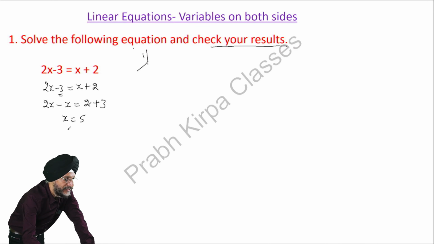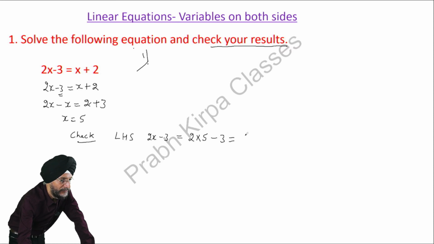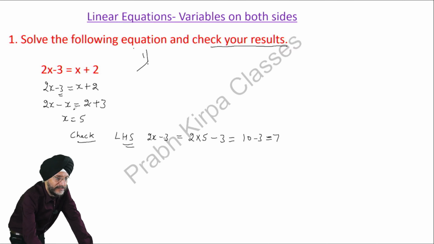Now we will check. What is to check? What is the left hand side? We will fill in the value of x. 2x minus 3 is equal to, what is the value of x? 2 into 5 minus 3. 2 into 5, 10, minus 3 is equal to 7. So the value of the left hand side is 7.